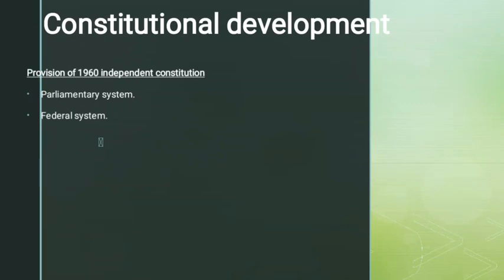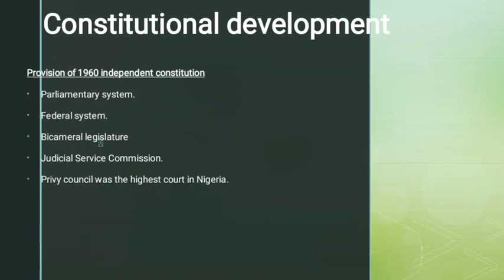Also, we had a federal system of government, where there is constitutional division of power between the central government and other federating units. We had also a bicameral legislature, the House of Rep and the Senate. Also, we had the Judicial Service Commission. There was establishment of the Judicial Service Commission at that time. Also, we had the Privy Council as the highest court of appeal in the country.